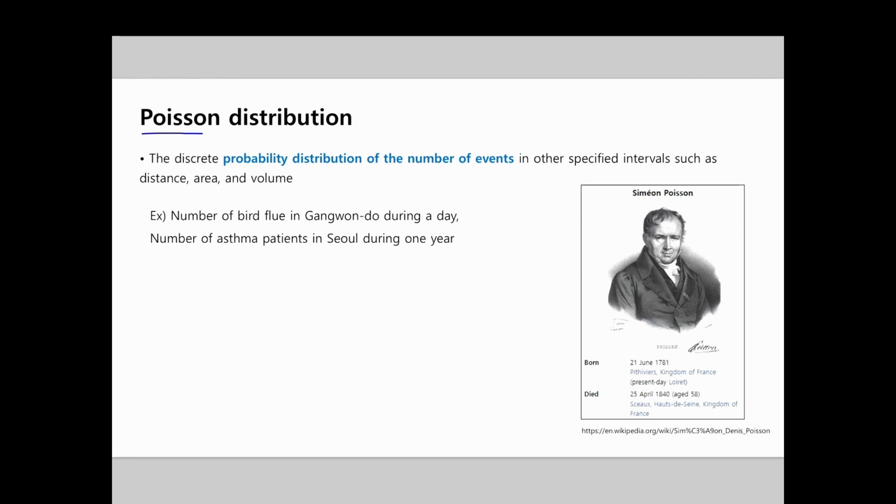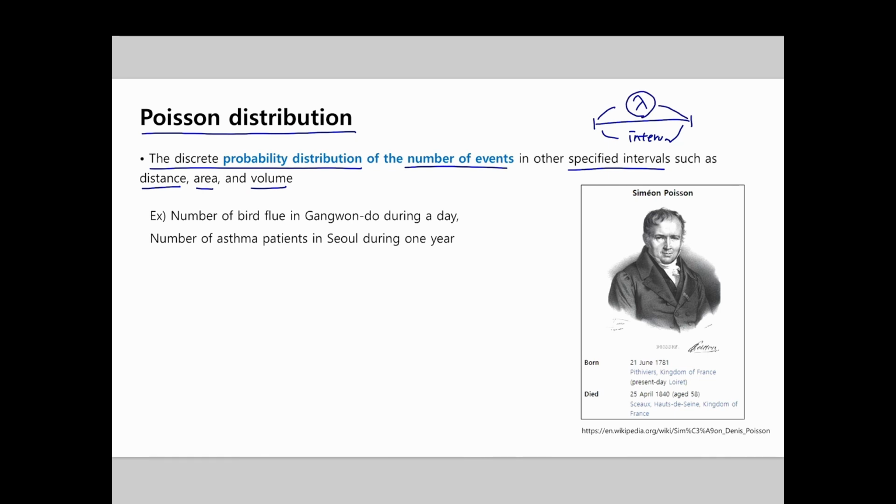The Poisson distribution is a discrete type probability distribution that expresses the probability of the number of events occurring in a specific interval, such as distance, area, and volume, with a known constant mean parameter. It is called the Greek alphabet lambda.